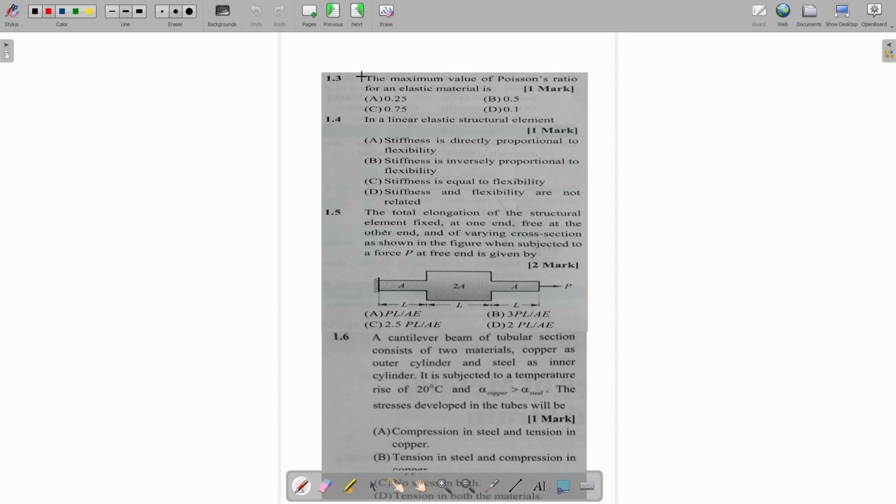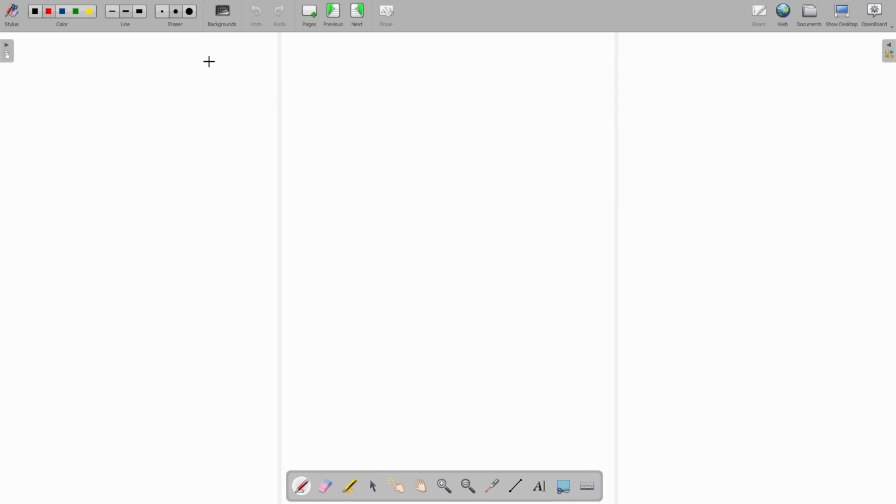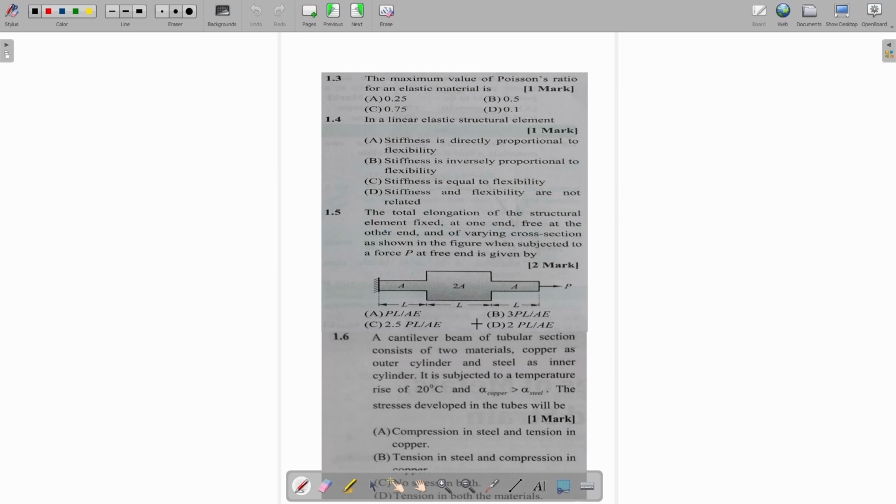Okay friends, now time for question number 3. It came in the year 1991. Let me just add this page. Question number 3. Okay, what does the question say? The maximum value of Poisson's ratio for an elastic material is which of these? A, B, C or D?